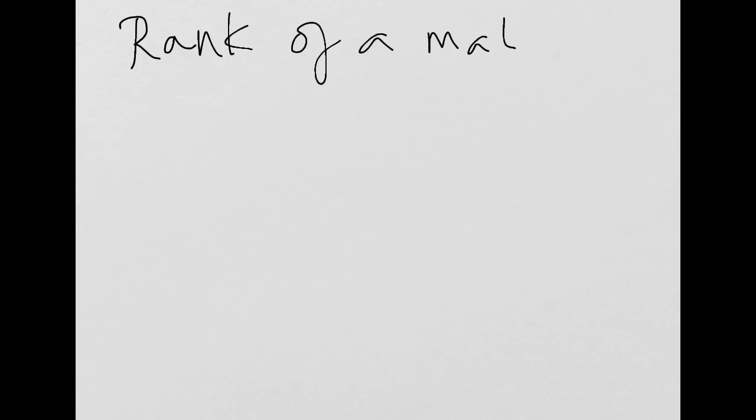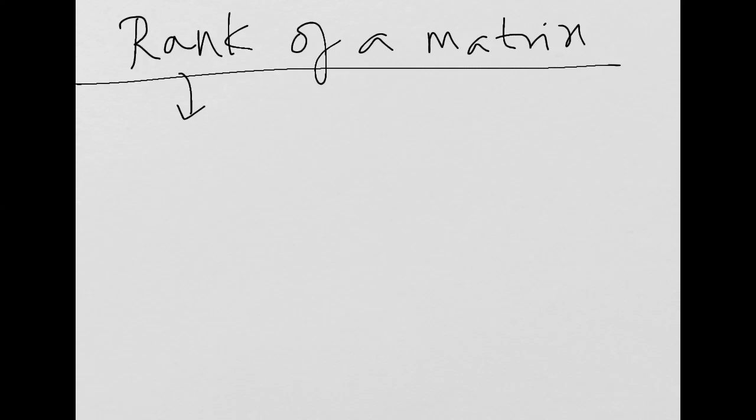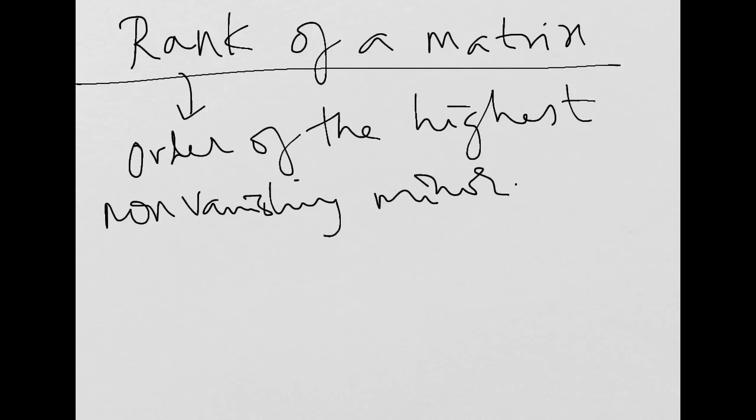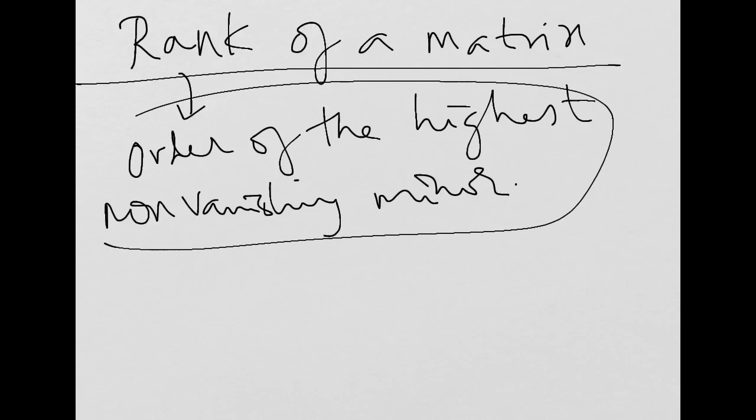So now let us enter into the process one by one. The first thing is to find out the rank of a matrix. It is a 6-mark question. There are several ways to find rank. As the definition says, the definition of rank is the order of the highest non-vanishing minor.